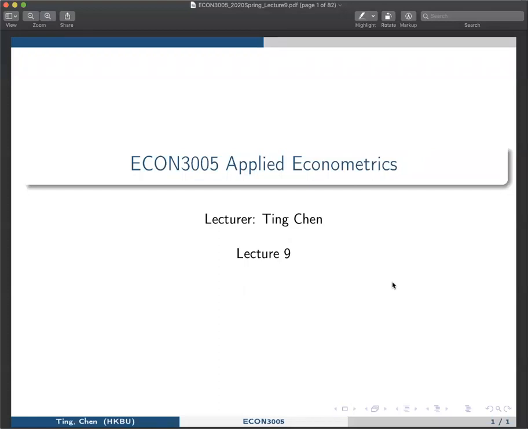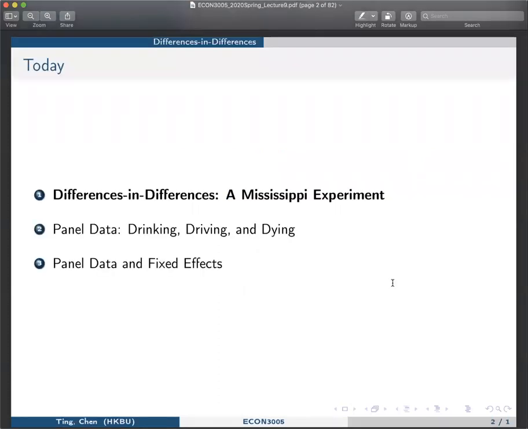And for Lecture 9, we will introduce a new method. It's called the diff method. And then another one is called panel data. In fact, panel data is one special structure of data. For panel data, we often apply the diff approach on the panel data. It's the most general form of a diff.